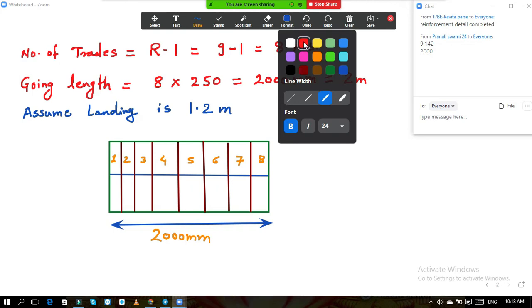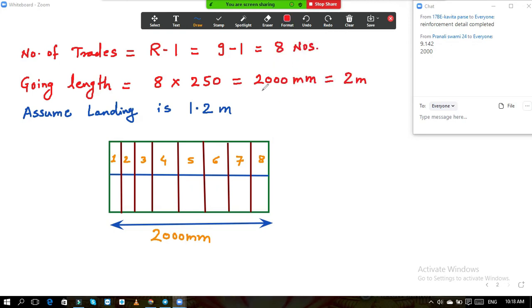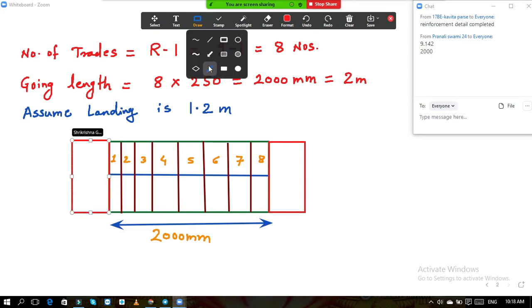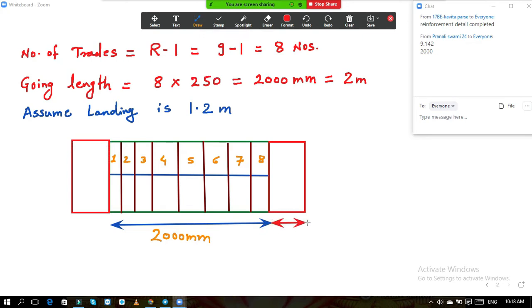So if I take 1.2 meter, then I will draw the landing. So this is my landing, 1.2 meter this side and 1.2 meter this side. So this is the landing, 1.2 meter.